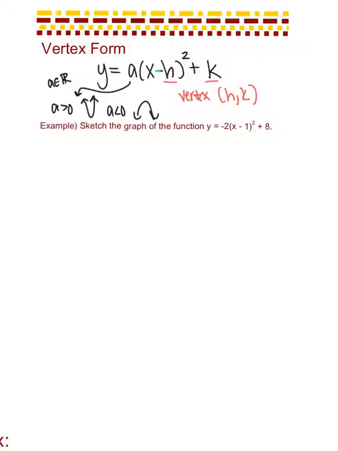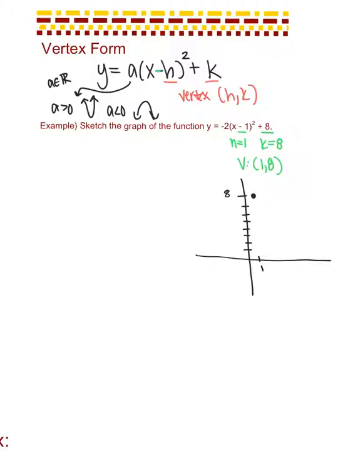So in this example, I want to sketch the graph of the function y equals -2 times (x minus 1) squared plus 8. So right off the bat, I notice my h is equal to +1 and my k is equal to +8. So my vertex is (1, 8). So 1, 3, 4, 5, 6, 7, 8. So there's my vertex. I also notice that my a value is negative, so I do know this parabola is going to open down. It's the first one that we've had so far.